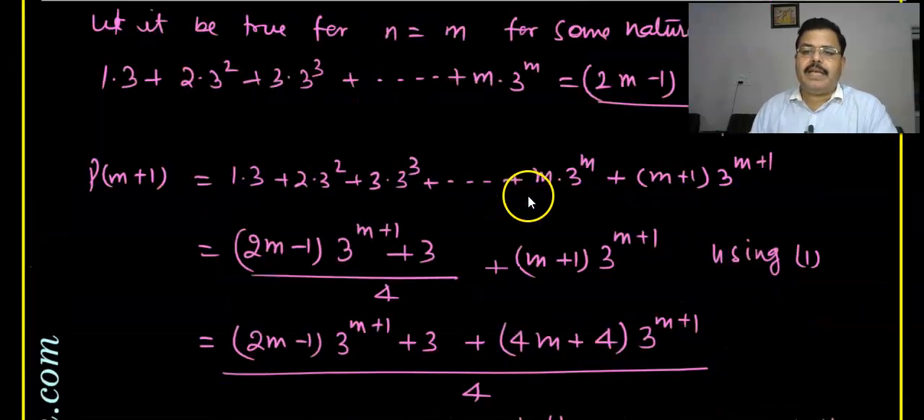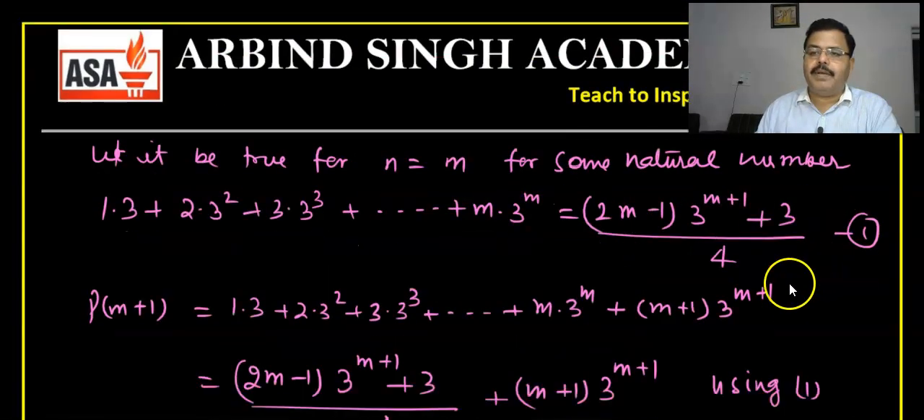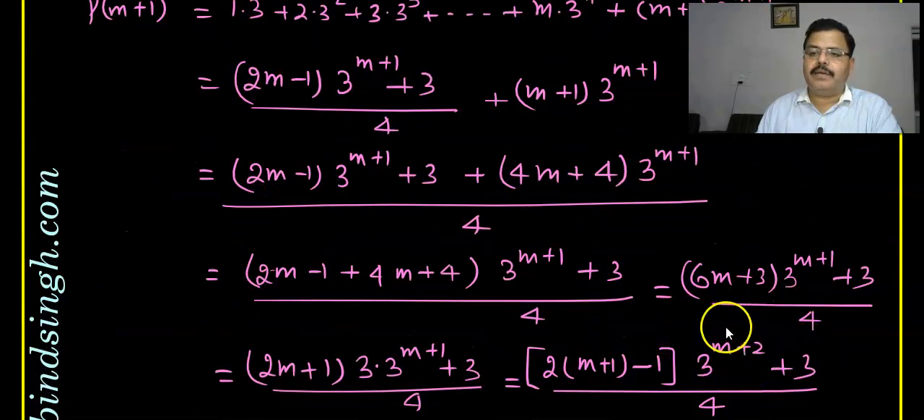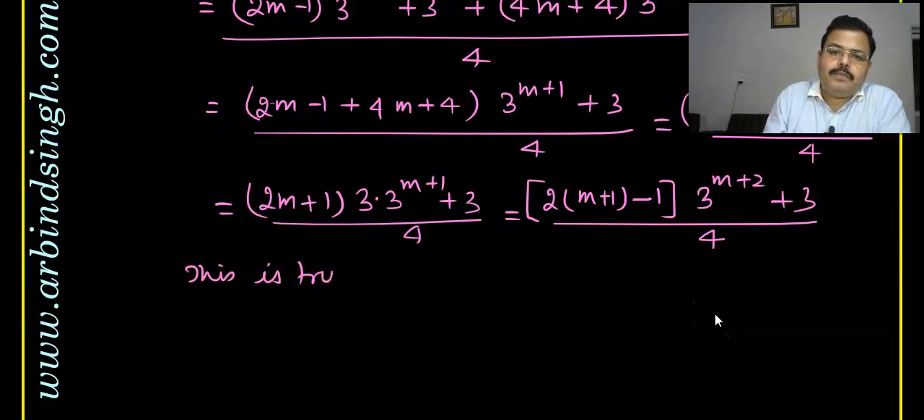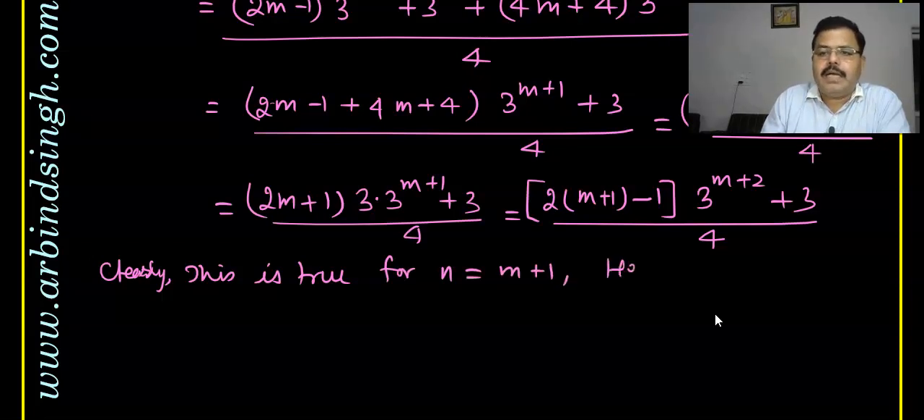Clearly, wherever there was an m, now it's m plus 1. So this is true for n is equal to m plus 1. Clearly, this is true for n is equal to m plus 1. Hence, by the principle of mathematical induction, it is true for all n belonging to N. So this is what we needed to prove.